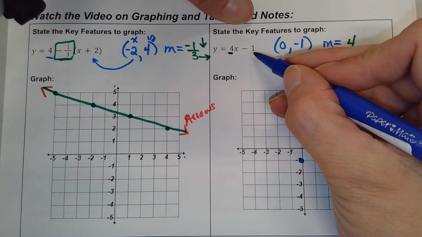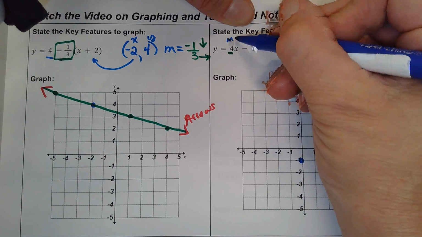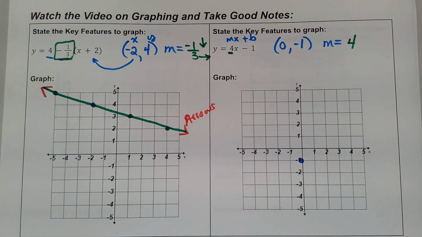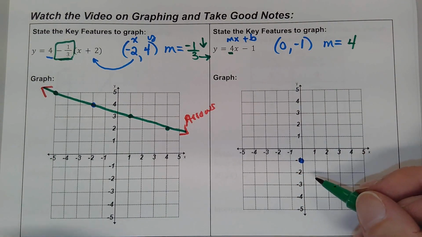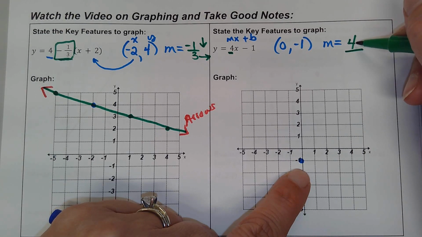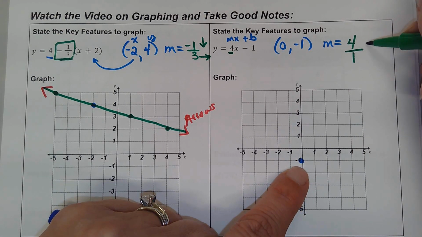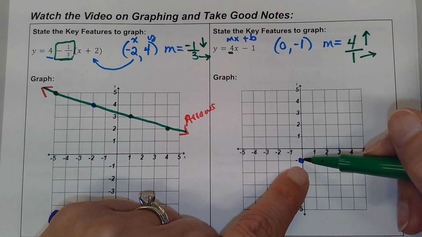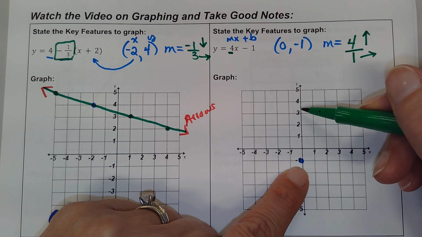Okay, using that b value. Some people say y equals mx plus b. B stands for y-intercept. And now we're going to make more points. I'm going to put this number 4 over 1 so that I have a rise and a run. Here we go. 1, 2, 3, 4.